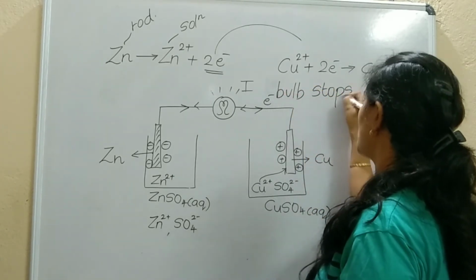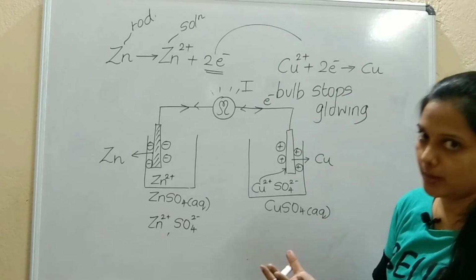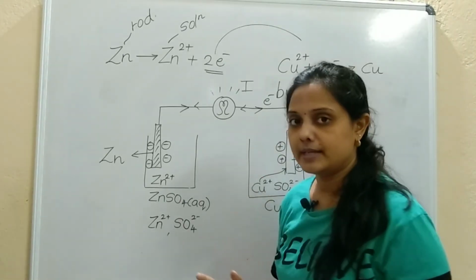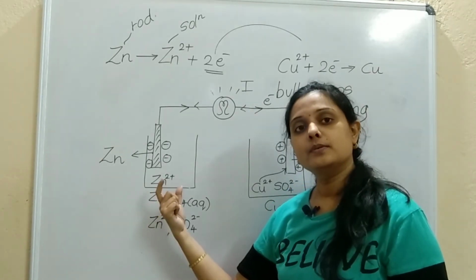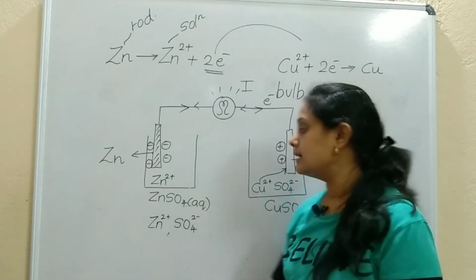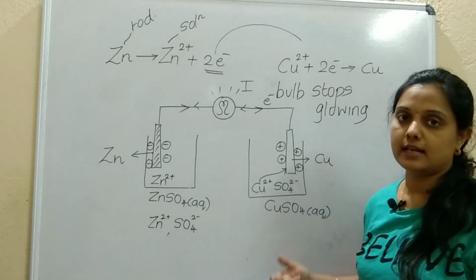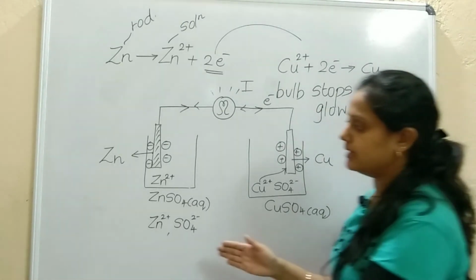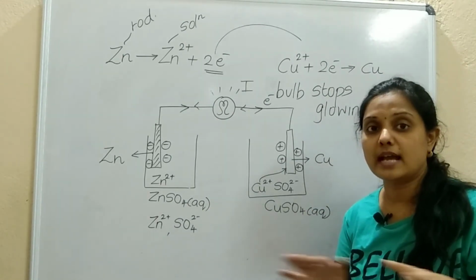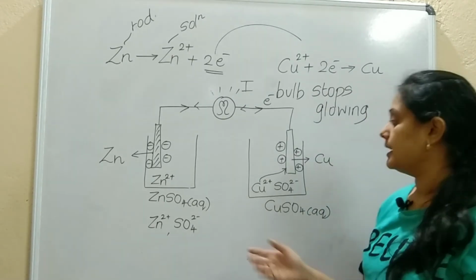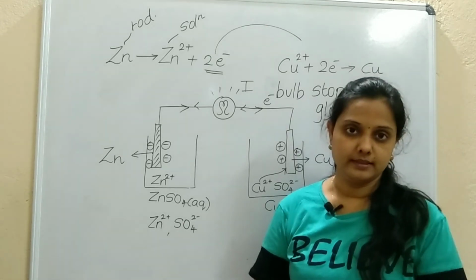The bulb stops glowing. In the beginning, the electrons were moving, the bulb was glowing, but after the reaction, in the left hand side or the first cell, the concentration of positive ions, that is zinc ions, increases, and on the right hand side cell, the concentration of sulfate ions increases, that is negative ions, correct? So on one side it is positive, on the other side it is negative. But we have to maintain some neutrality, it should be neutral, right? So as the concentration of positive and negative ions increases, the bulb stops glowing, correct?